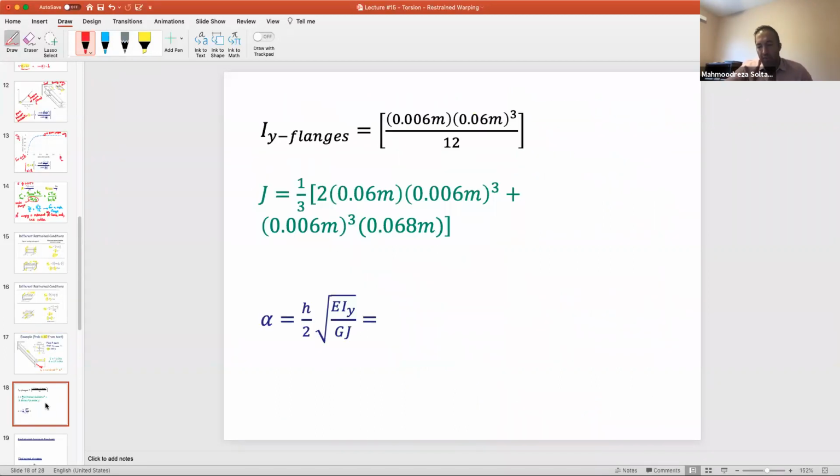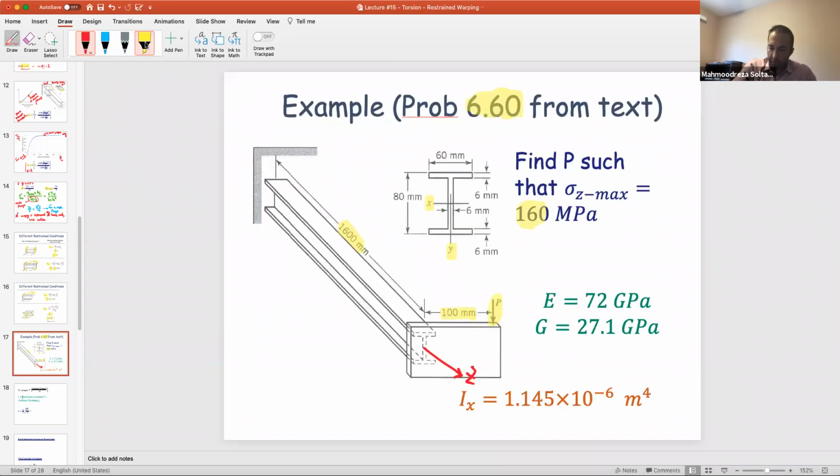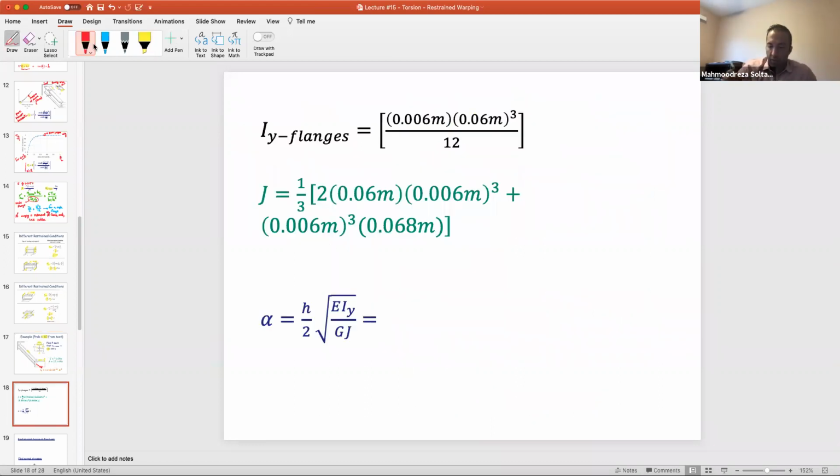The first thing we are doing, we are finding the moment of inertia of the flange, because that's what we're going to use a lot, right? Look at this. This is the flange. You're having 6 and 60 millimeters for the flange, right? So the moment of inertia of the flange is BH cubed over 12. Let's multiply it by 2 because we have 2 flanges. So you would find 2.16 times 10 to the power of -7 meter to the fourth.